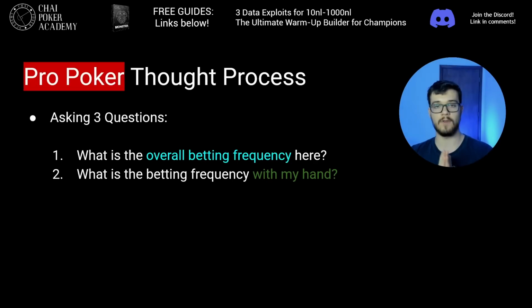Super important that we follow this thought process, because we're going to look at how hand classes individually play as a function of the overall betting frequency, which is going to be determined by the range versus range interaction of the players. So very important that we dissect it this way.